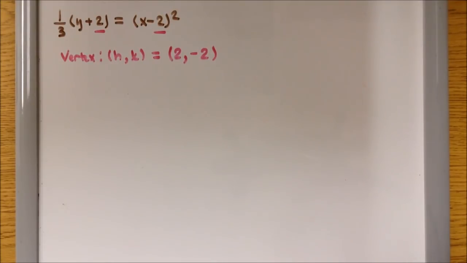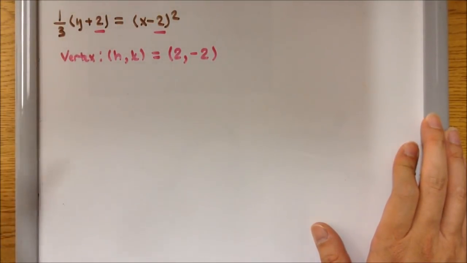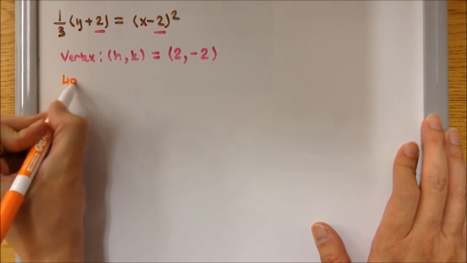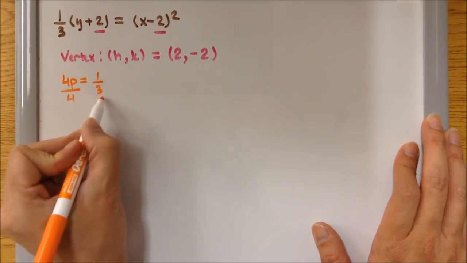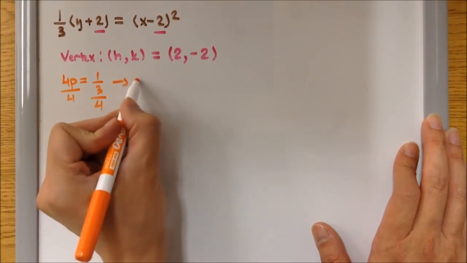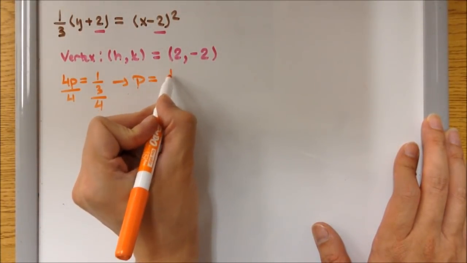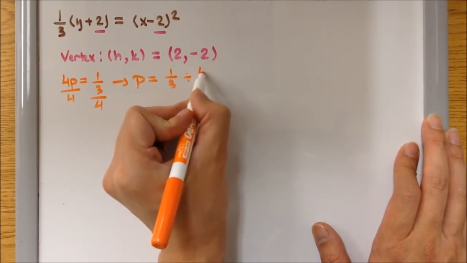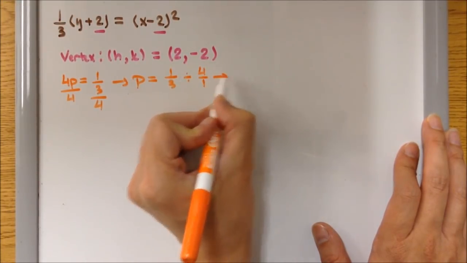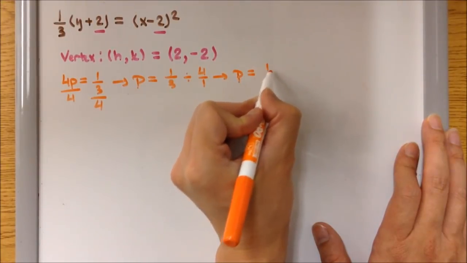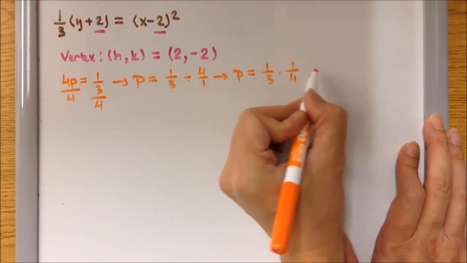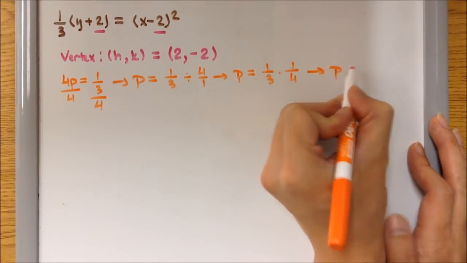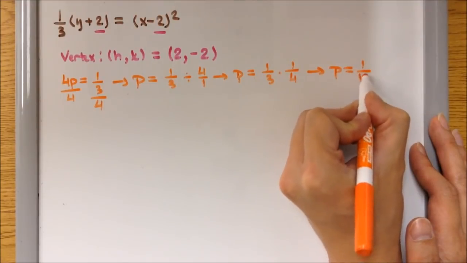Now, before we find the focus again, we have to find the p-value. Just like the last example, we have a fraction. So it's going to be 4p equal to 1/3. So I'm going to divide by 4. p is equal to 1/3 divided by 4 over 1. So therefore, p will equal 1/3 times 1/4. Therefore, p will equal 1 over 12.